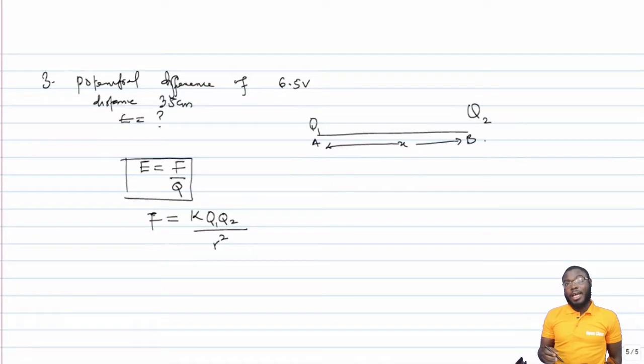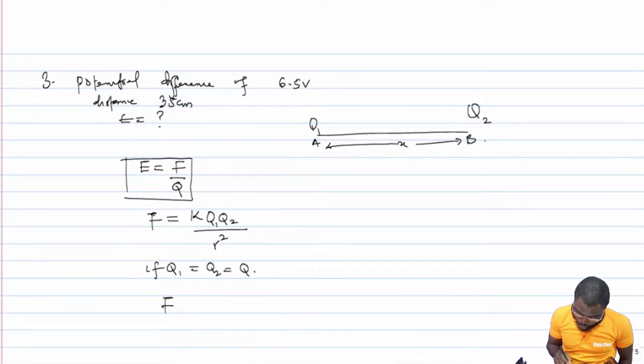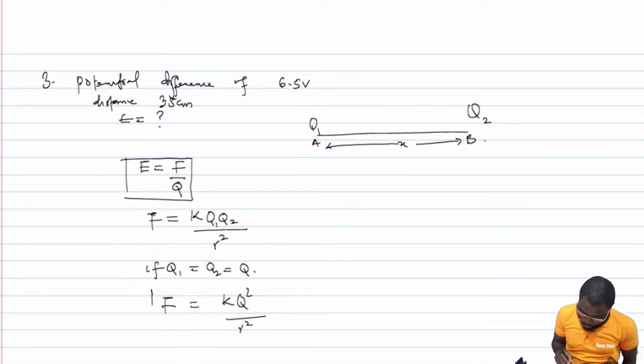When a proportionality sign changes to an equality sign, a constant is introduced. That's why you have that K there. So this is Coulomb's law. Now if the charges are identical, if q1 is equals to q2, which is equals to q, then you have your force to be equals to kq square all over r square. So this is another formula worthy of note.